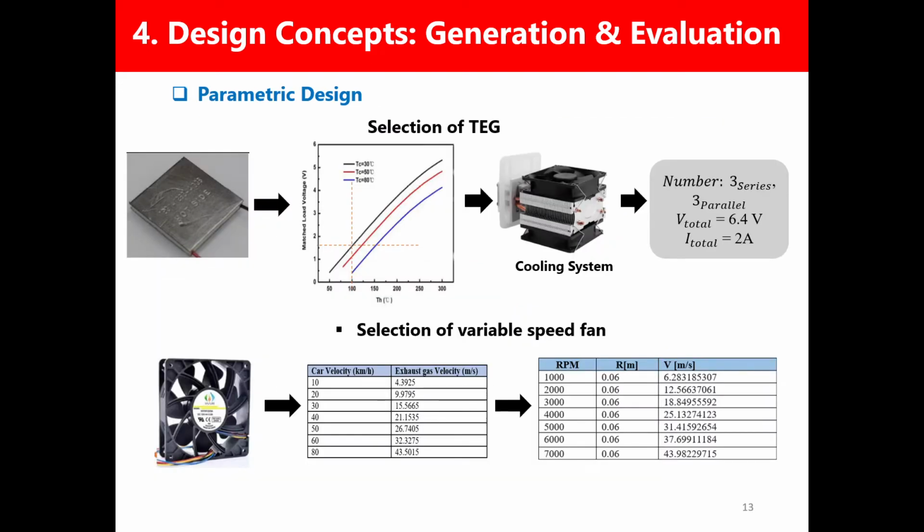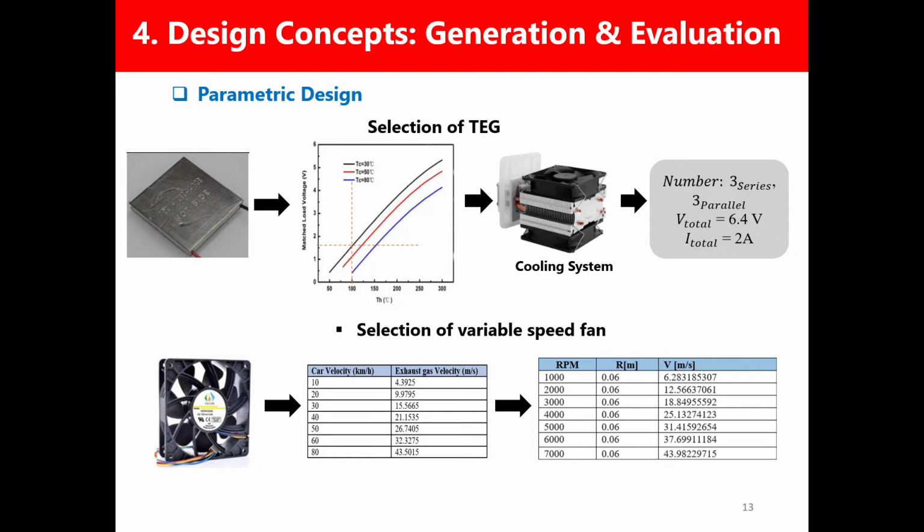After that, in parametric design, we make a selection for the thermoelectric generators. So we need to match the 100 series and 30 series for the thermoelectric sizes. And we found this thermoelectric generator. We connect it with 3 in series and 3 in parallel to get enough voltage and enough current.